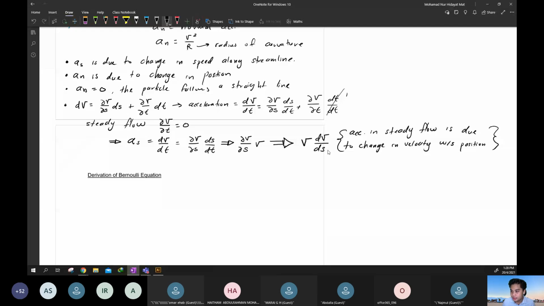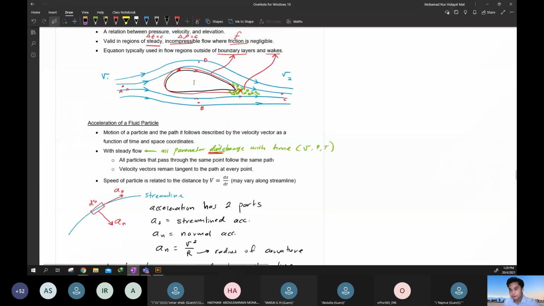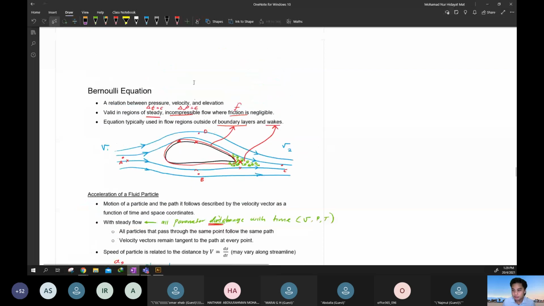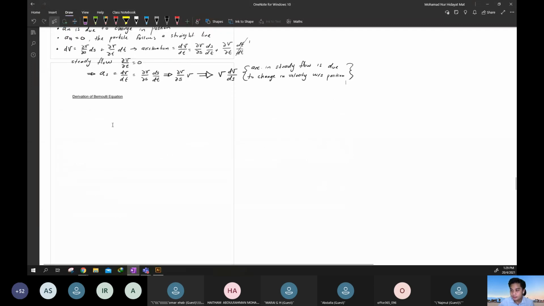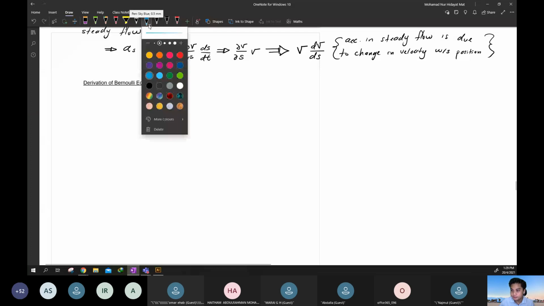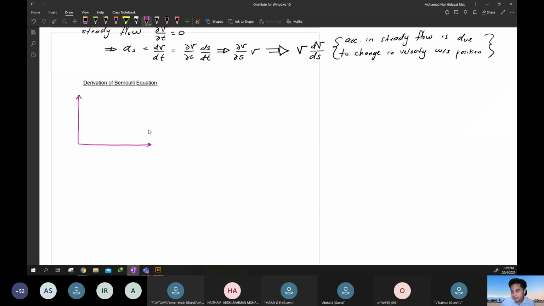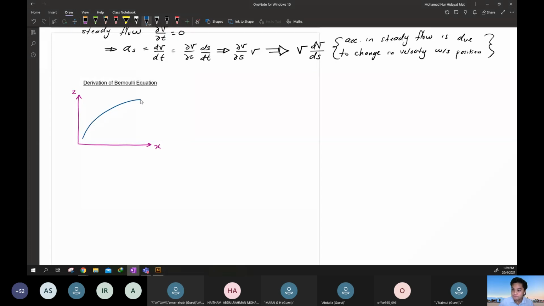Okay. So now let's proceed with the derivation. Derivation of the Bernoulli principle. Right? So before we start with the derivation of the Bernoulli principle, I would like you to focus on this. This is very important. So first, we start by looking at the Cartesian coordinate system. For example, we have only two coordinates, which is x and this is z elevation. And then we have the streamline flow of the fluid particle from here to here. This is the streamline flow. From here, the particle will follow the same path.